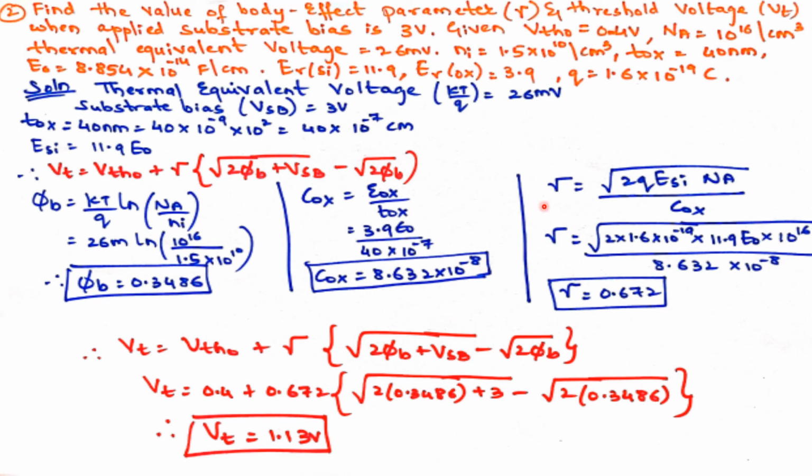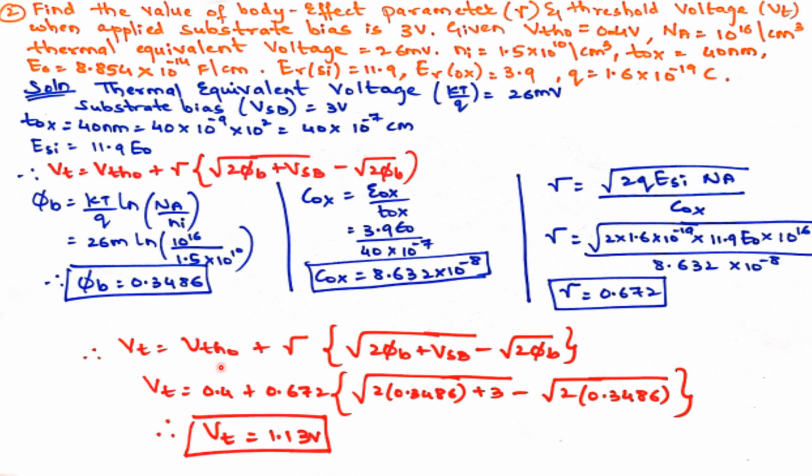So with these we can calculate body effect parameter. Body effect is given by square root of 2q ESI into Na divided by Cox. So Q value 1.6 into 10 raised to minus 19. Substituting Cox Na value, body effect parameter is 0.672. So with this we can calculate threshold voltage.